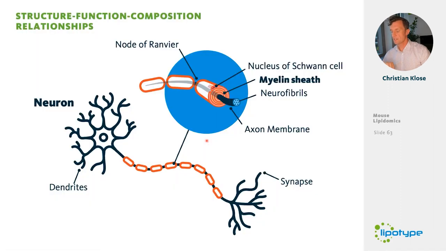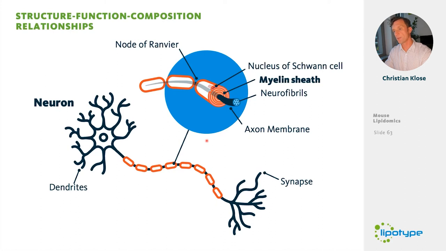So what we have seen with our analysis of lipidome plasticity and flexibility is that there is a strong relationship between structure, function, and composition of an organ and its lipidome. So if the lipid composition is essential for the function of an organ or a tissue, then the lipid composition appears to be pretty much conserved.